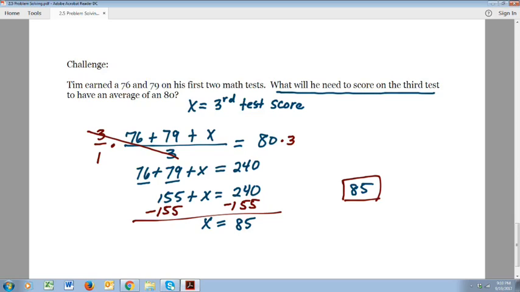And again, I would remind you that you can easily check this answer, and if you average 76, 79, and 85, you will find that they do average to 80. And that's the end of this lesson.